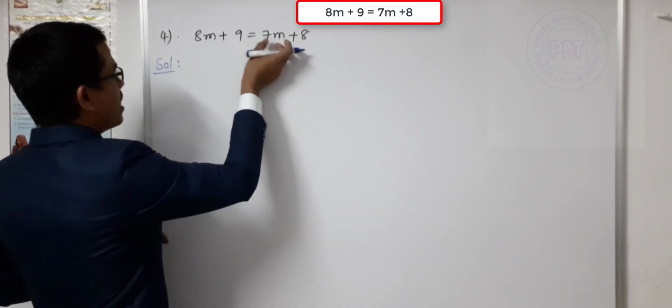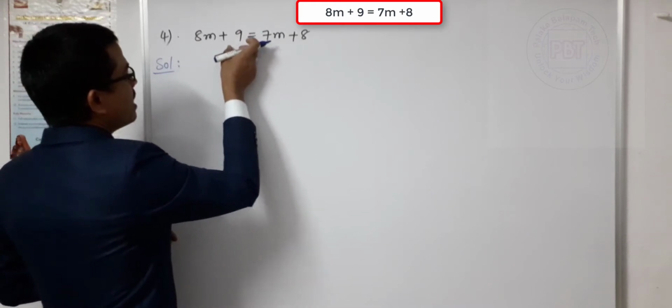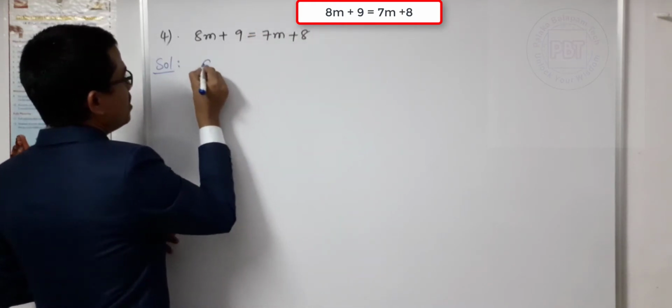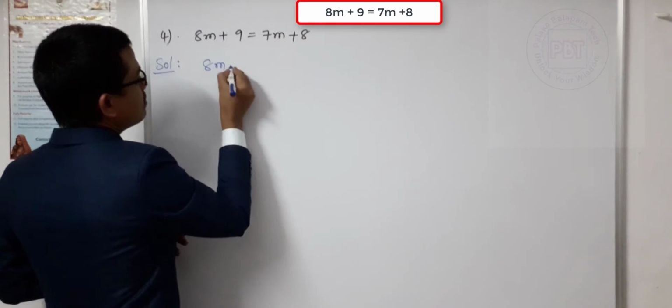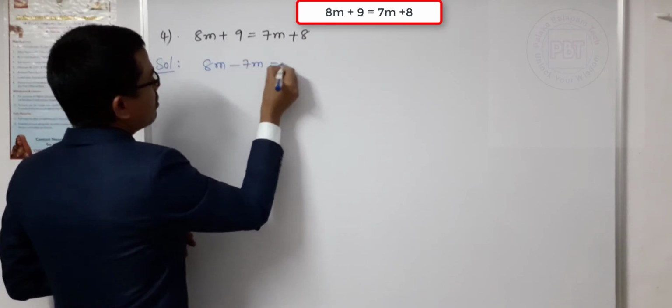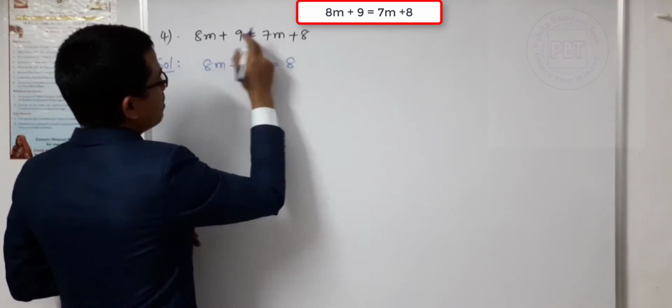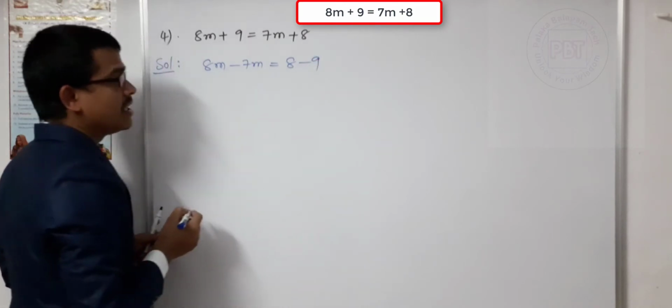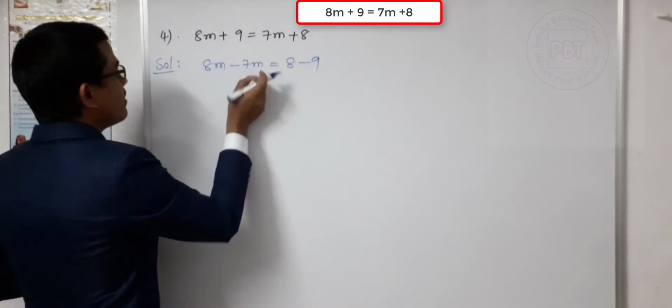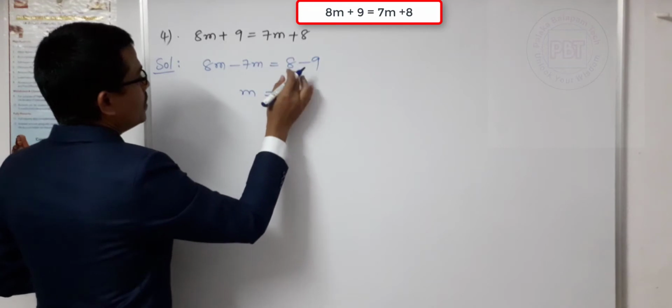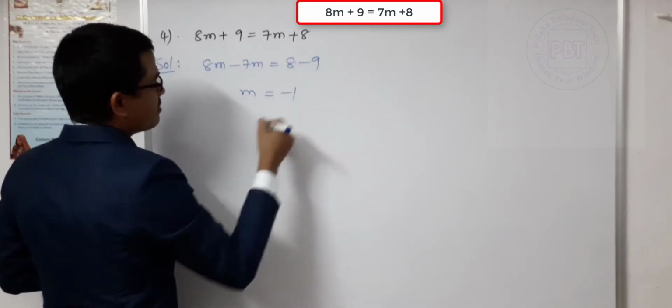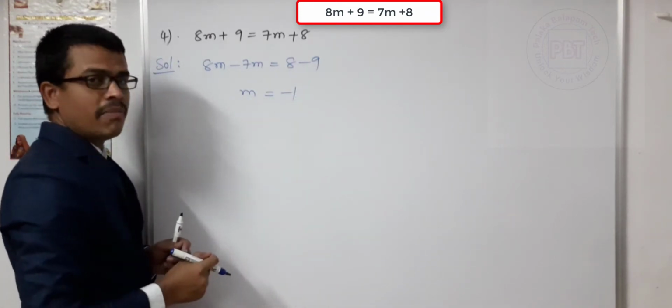So 7m I am transposing to the left hand side, plus 9 I am transposing to the right hand side. Now 8m plus 7m becomes minus 7m, that equal to 8 plus 9 becomes minus 9 in the transposition. Now 8m minus 7m is 1m, that equal to 8 minus 9 is minus 1. Therefore the m value is minus 1.